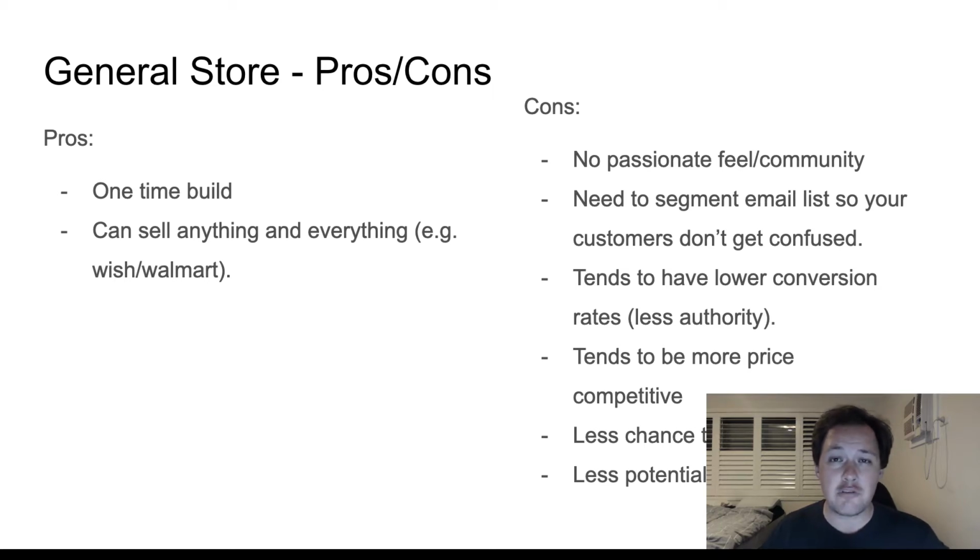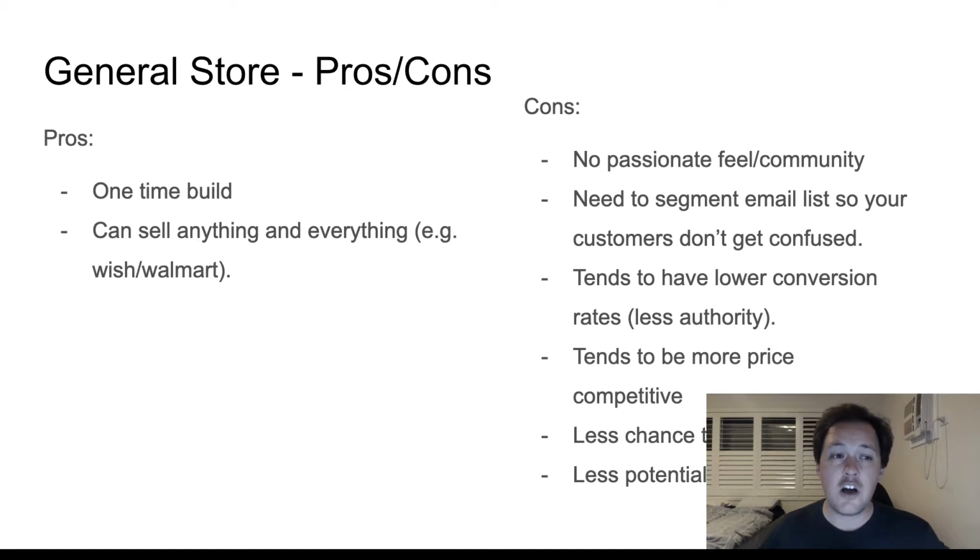So the pros of a general store is that you only have to build it once, okay? So you build it once and then you can literally sell anything and everything, okay? So you can sell dog products, cat products, beauty, health, literally anything. You can sell trinkets, it does not matter. Think about Wish, think about Walmart, okay? You are not limited. Your store is extremely flexible. You can sell anything to anyone at any time.